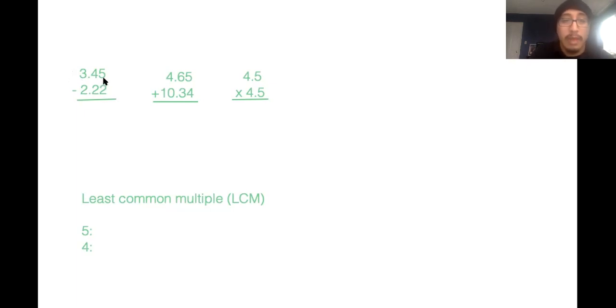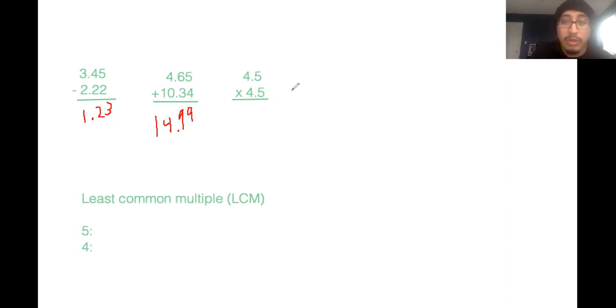So here we go. 5 minus 2 is 3. 4 minus 2 is 2. We bring down the decimal point. 3 minus 2 is 1. So the answer is 1.23. Awesome. Now for adding decimals, just like how we did it last week, have the decimals lined up, all the numbers lined up. 5 plus 4 is 9. 6 plus 3 is 9. Bring down the decimal. 4 plus 0 is 4. 1. 14.99. Awesome.